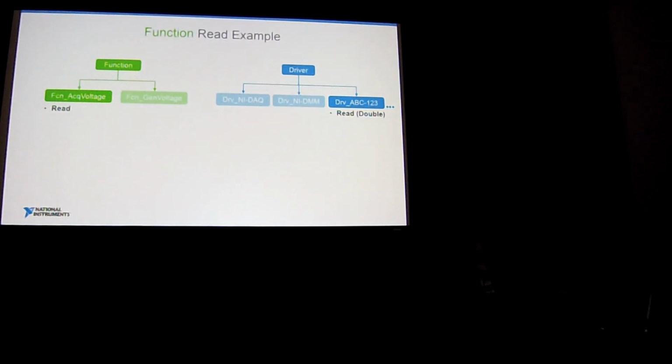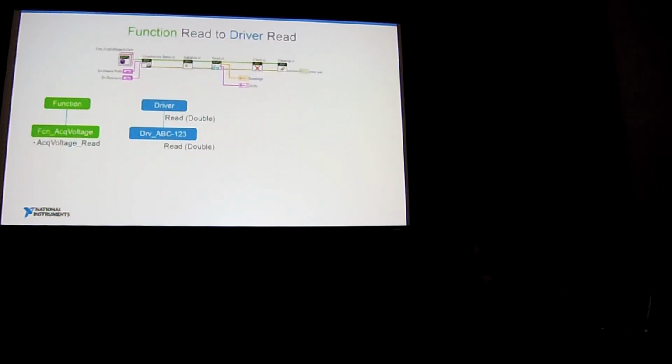So let's go through the read example. Here's a function read to a driver read. This is the MAL calling the HAL, which is what I said earlier. So we have acquire voltage read, and we have a driver read at the top. Acquire voltage read sends a string to the driver. It calls driver read, and it sends a string, it's really hard to read, but it matches the little bullet there. It calls act voltage read. That string is sent to the driver read.